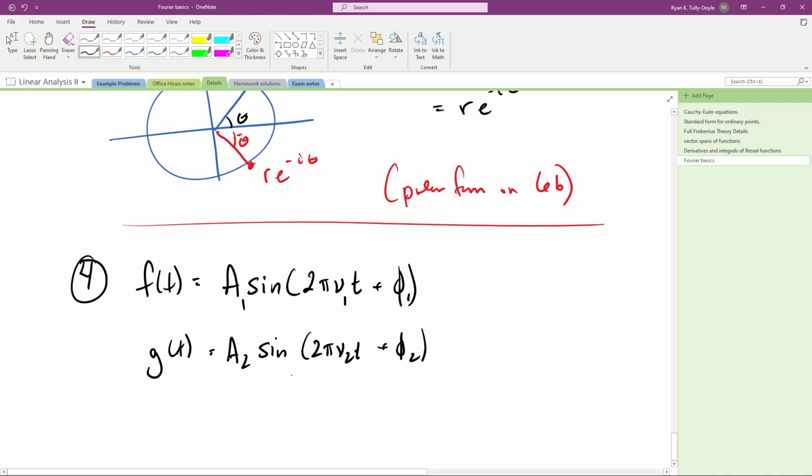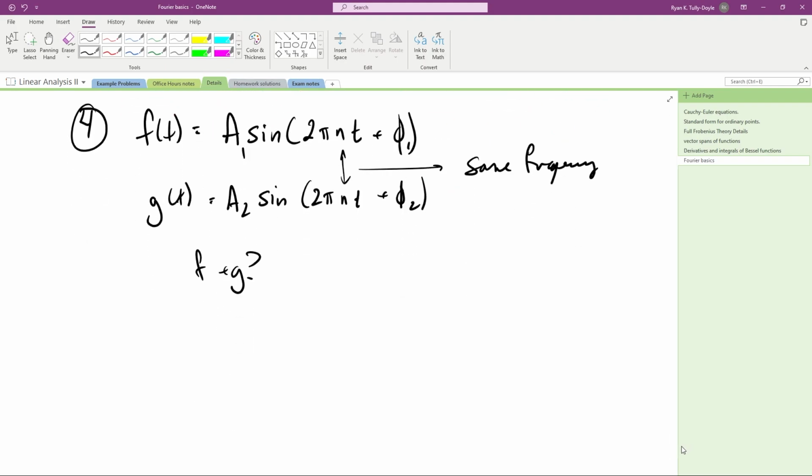Now we want these to have the same frequency, and so that means instead of nu1 and nu2, we could just write n here in both cases. Same frequency. In a generic sinusoid, that's how you write the same frequency: the frequency term is identical. So these things being the same means that you have the same frequency. So what happens when you do f plus g? What's the result? So here are some possible answers.